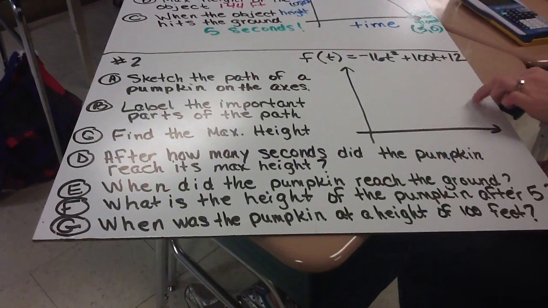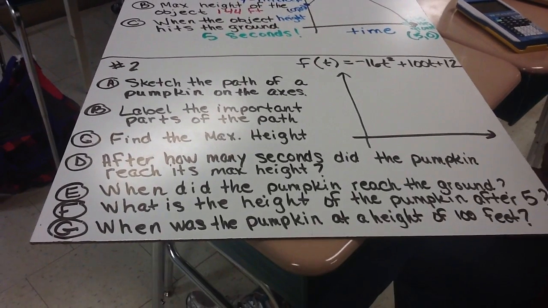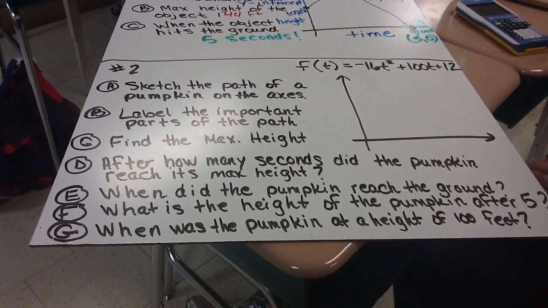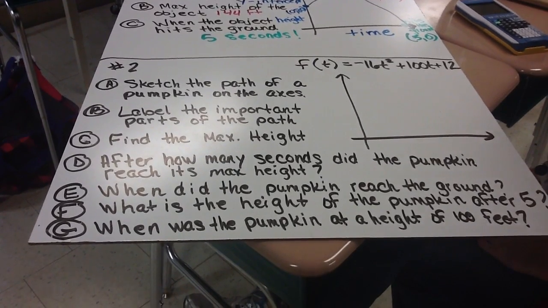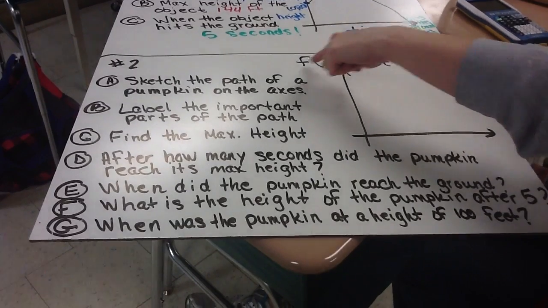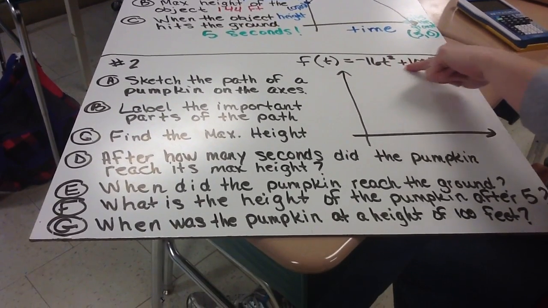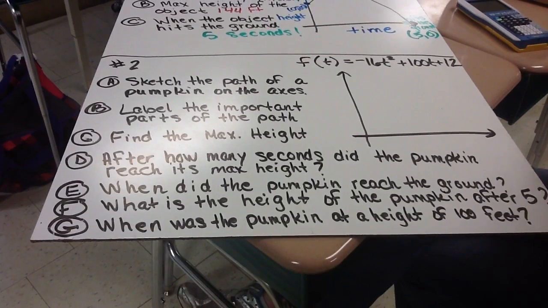Alright, here's our next example, which is you are at a festival. Pumpkins are launched with large catapults and air cannons. On one launch, the height of pumpkins in feet above the ground after t seconds is modeled by this equation: f of t equals -16t squared plus 100t plus 12. So we're going to go through all of these things.